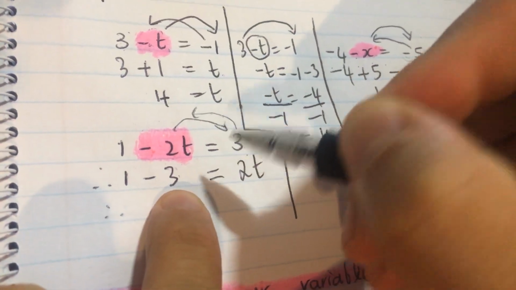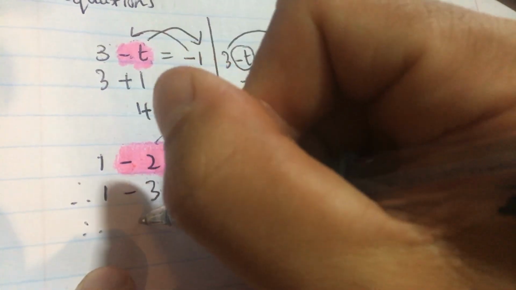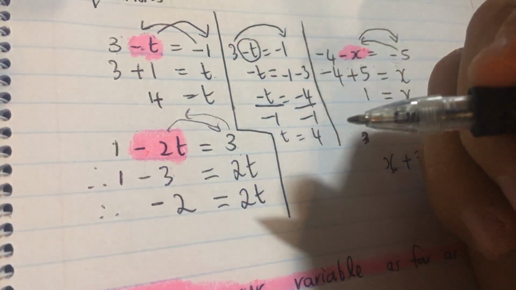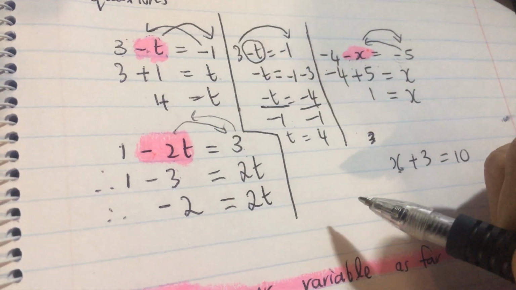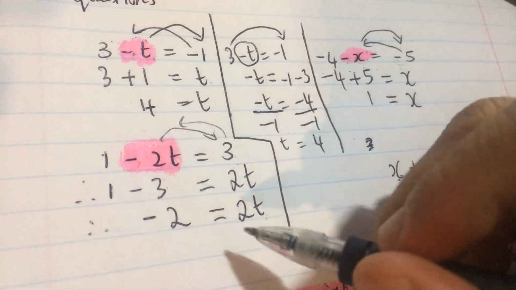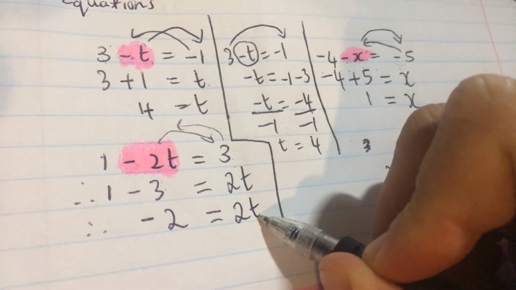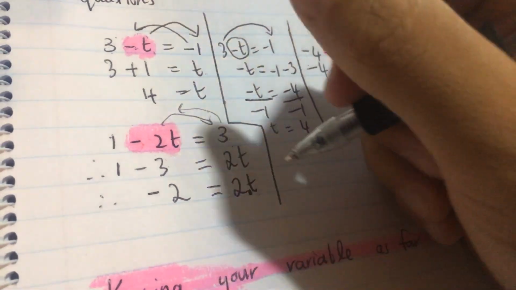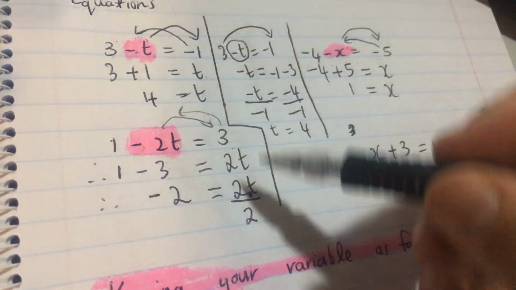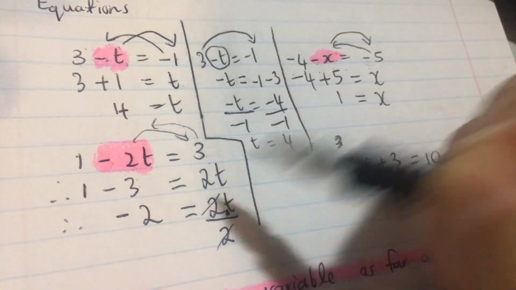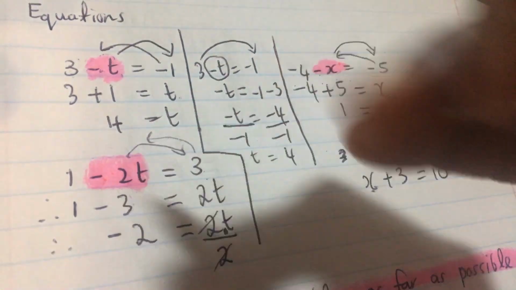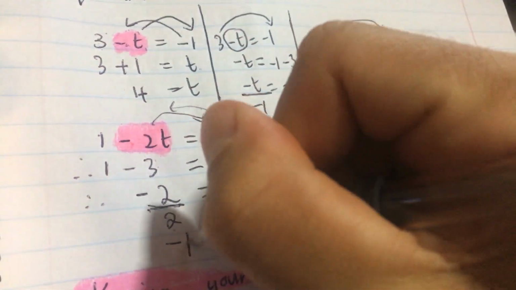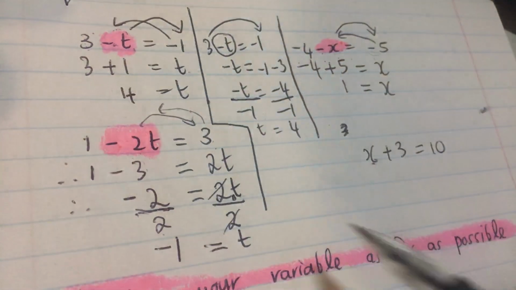What's 1 minus 3? It's negative 2. Yeah, negative 2 is equal to 2t. What am I solving for? I'm solving for the t. What's happening between this 2 and this t? We are timesing. So if I'm timesing, what must I do? Opposite operation, I must divide by 2. Because then what will happen? It'll cancel and it'll cancel. But whatever I do to one side, I must do to the other side. So I must divide by 2 as well. 2 into negative 2 goes negative 1 time. So t is equal to negative 1.